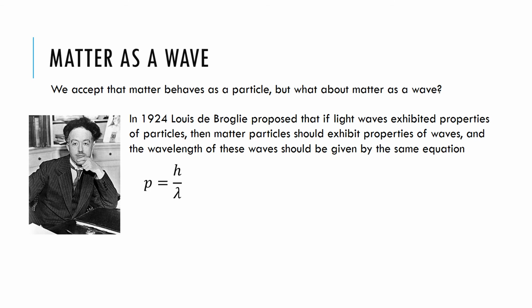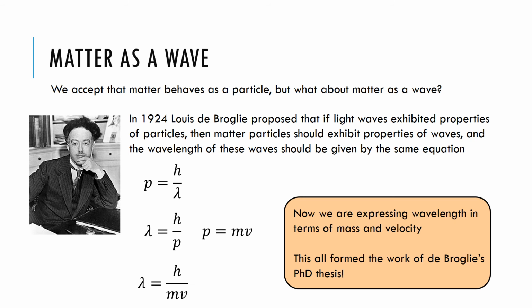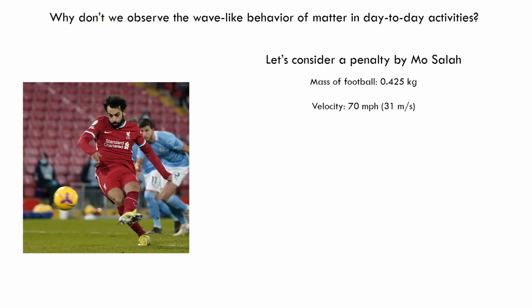So here's our momentum. We can rearrange that equation to solve for wavelength. We know that momentum is equal to mass times velocity, so why can't we relate the wavelength of matter to its mass and velocity? So we're now expressing wavelength in terms of mass and velocity. We're thinking about the wavelength of matter now. And again, as I said, this all formed the work of de Broglie's PhD thesis. So let's think about that.